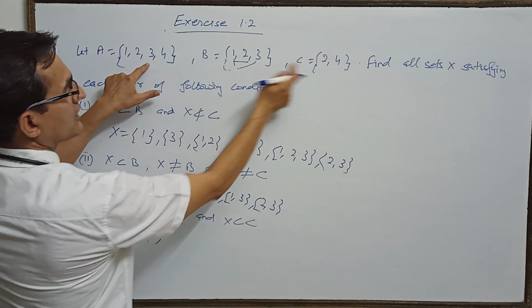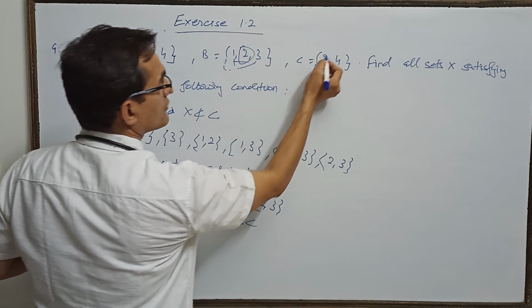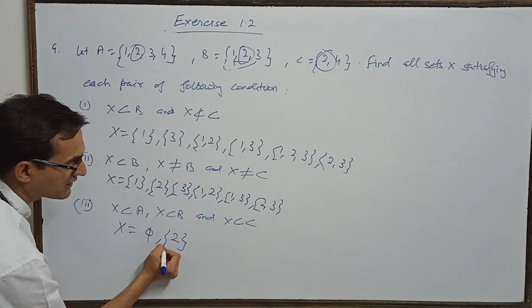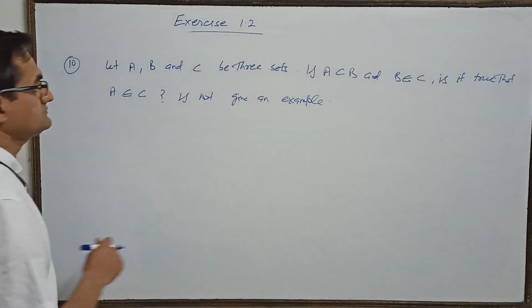इसमें 1, 2, 3, now 2 and 4. So 2 is in this one, 2 is in this one and 2 is in this one. So next is a set having element 2. Is it clear? This was all about question number 9.